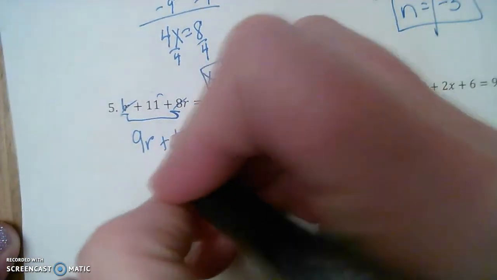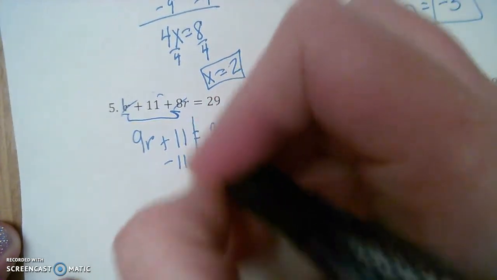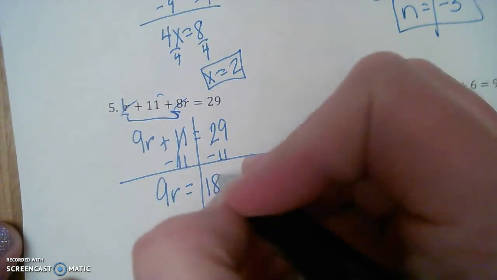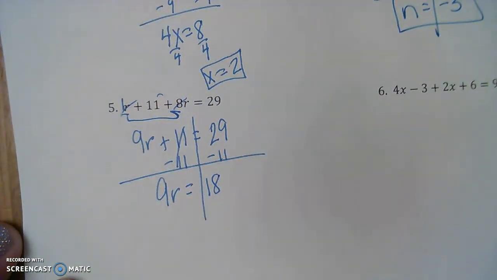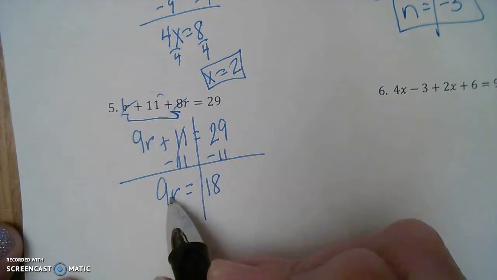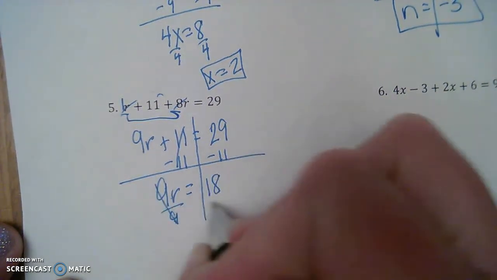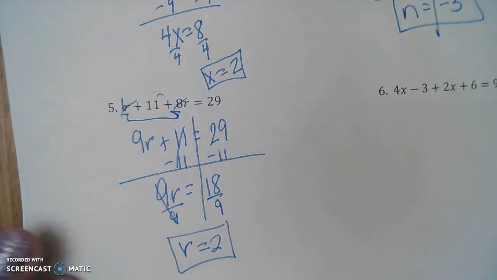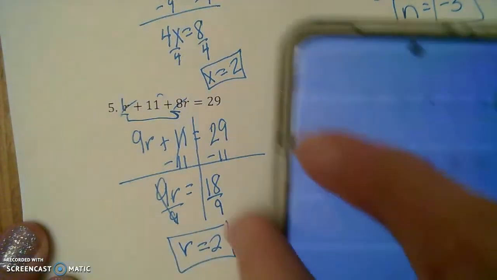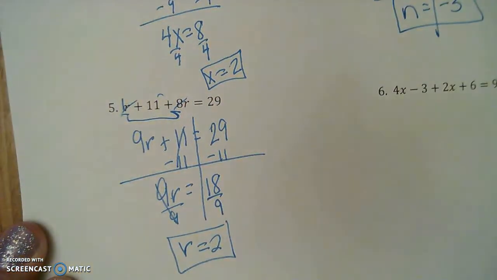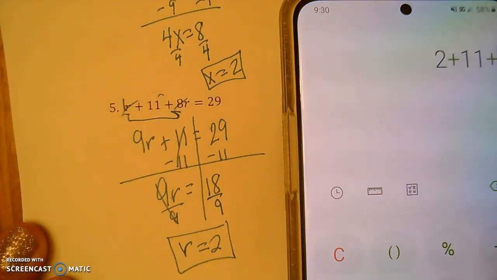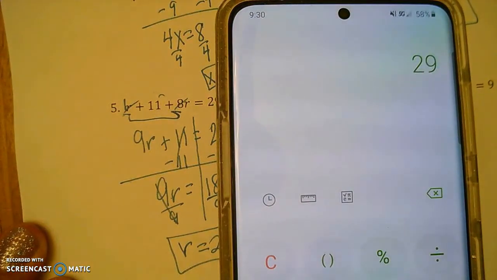So then I need to subtract 11 from both sides. 9r is equal to 29 minus 11 is 18. Again, this is multiplication, so to undo multiplication, we divide by 9, divide by 9. R is equal to 2. So when we check that one, we would do 2 plus 11 plus 8 times 2 to get us our 29.